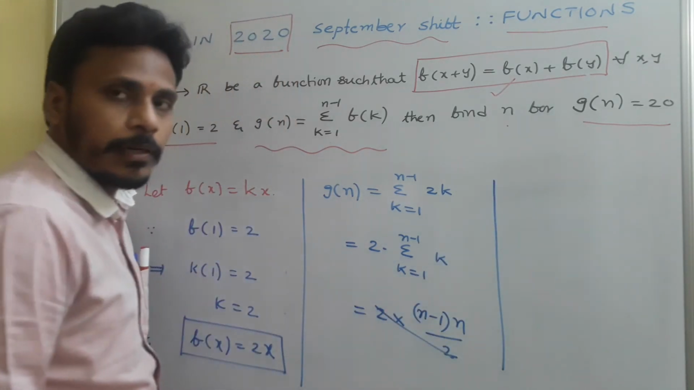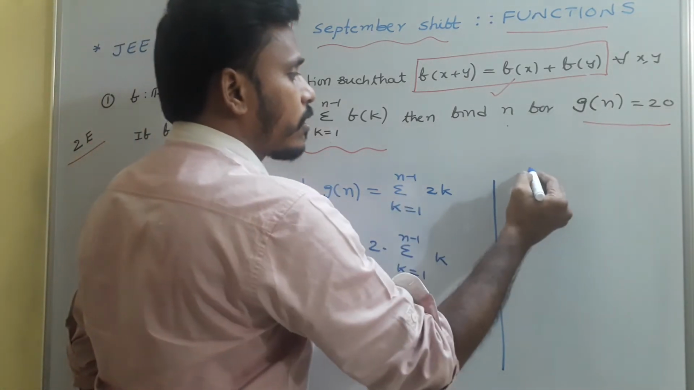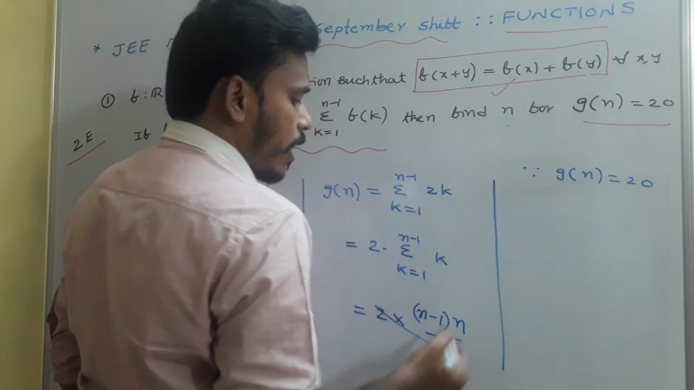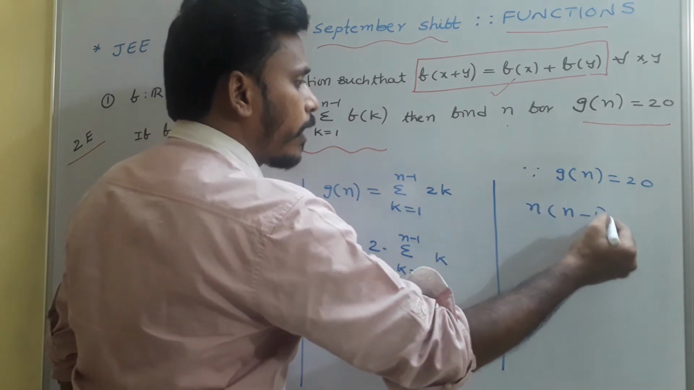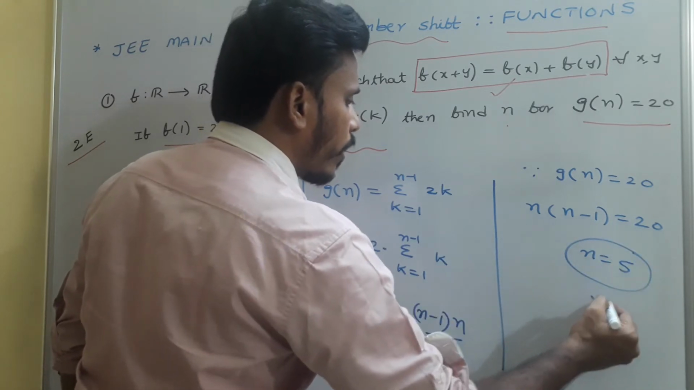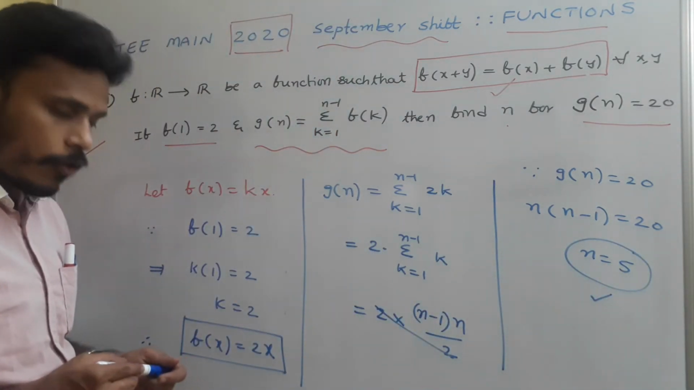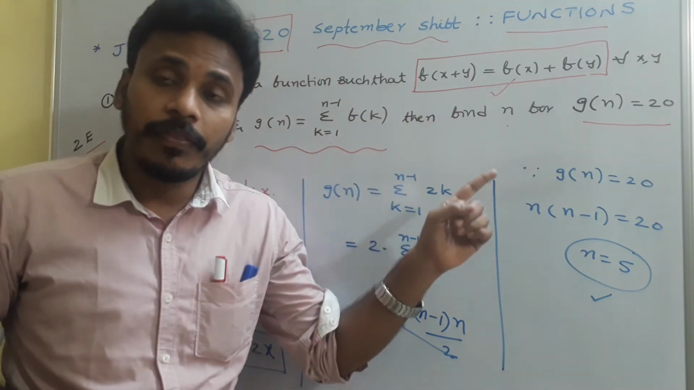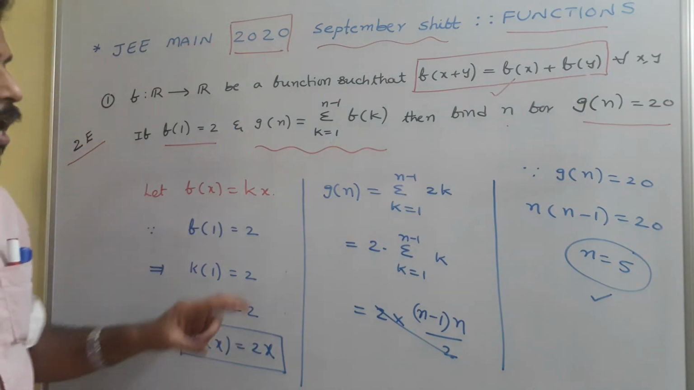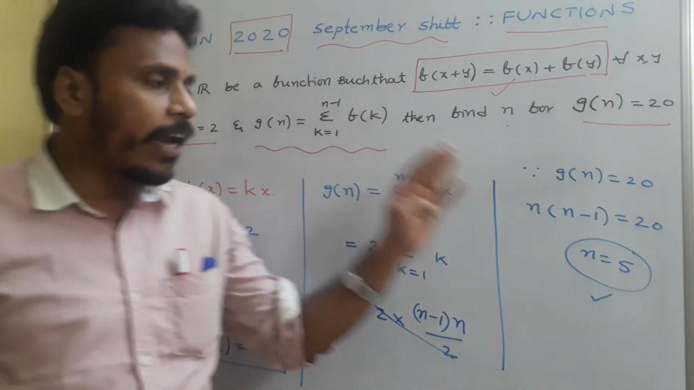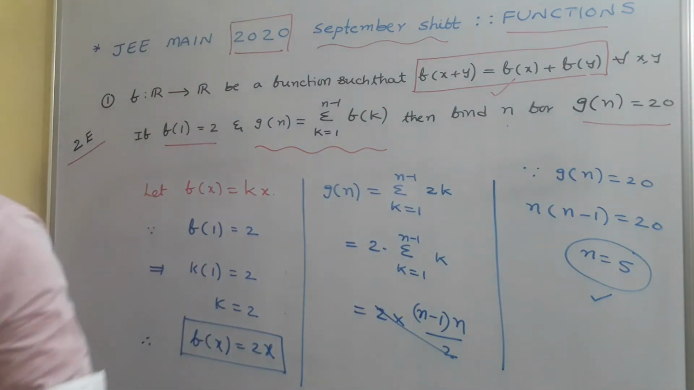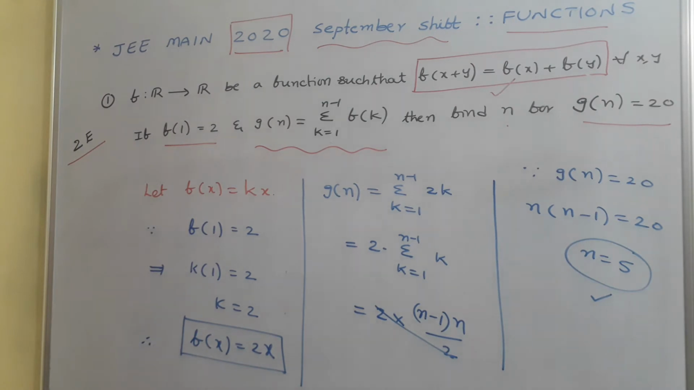Okay, the second part is completed. We need to find n such that g(n) is 20. Since g(n) is n into (n minus 1), equal to 20, from there we conclude that n equals 5. And this is our answer. First identify the form of the function, then finalize the function, and then find g(n). At the end, find n such that g(n) equals 20. So this is another simple question from functions in Mains 2020 September.